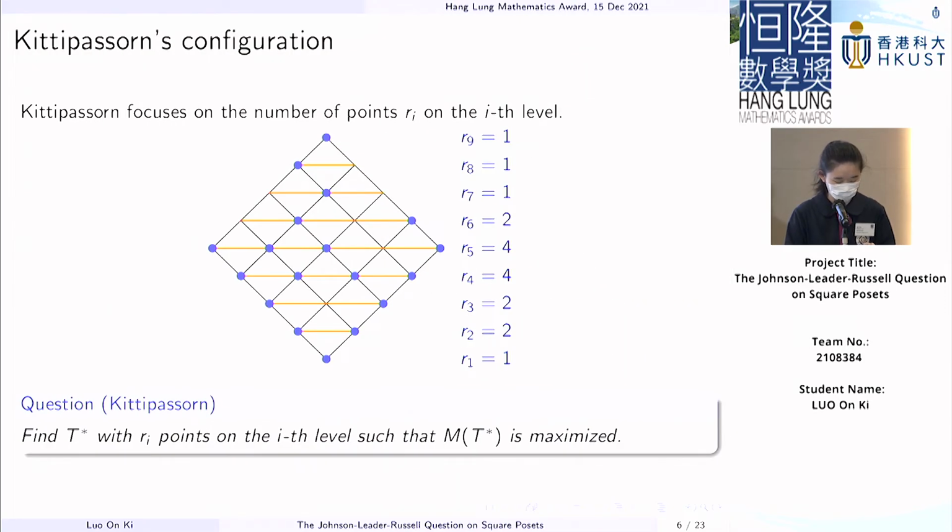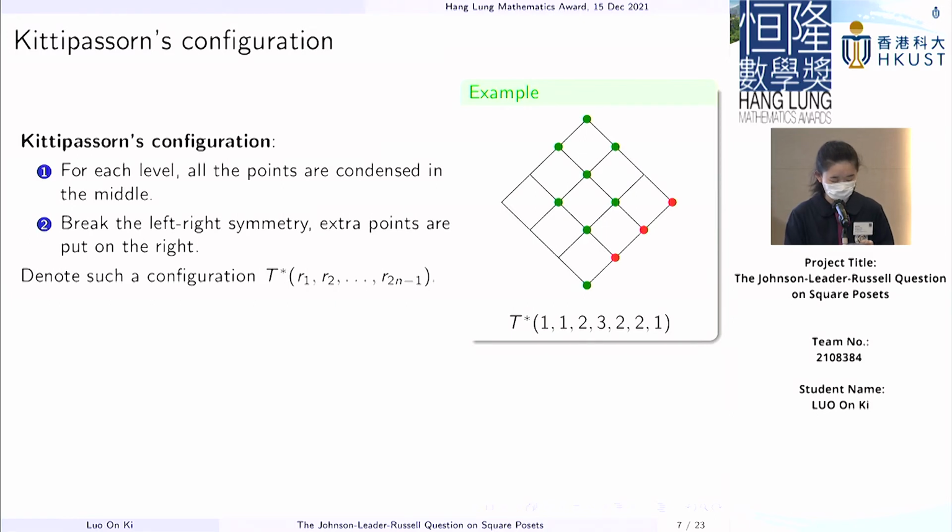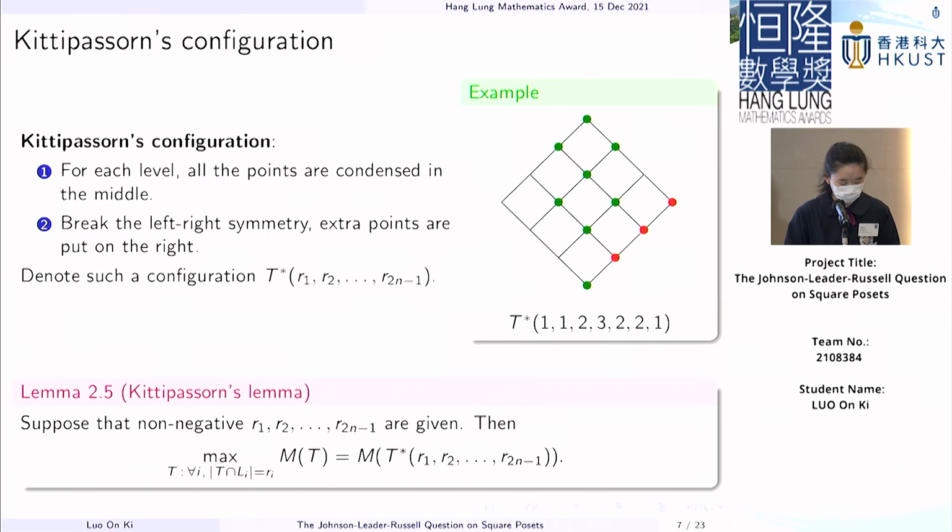Given the number of points on each level, how can we find a configuration t star such that m_t star is maximized? He solved his own question by considering the following configuration, which we will call Kittipassorn's configuration. For each level, all the points are condensed in the middle, and if we have to break the left-right symmetry, all the extra points are put on the right. Kittipassorn's configuration is denoted by T star R1, R2 to R_{2n-1}. And the example on the right shows Kittipassorn's configuration for the given Li. Kittipassorn proved that if the number of points on each level is fixed, his configuration gives the maximum number of paths.